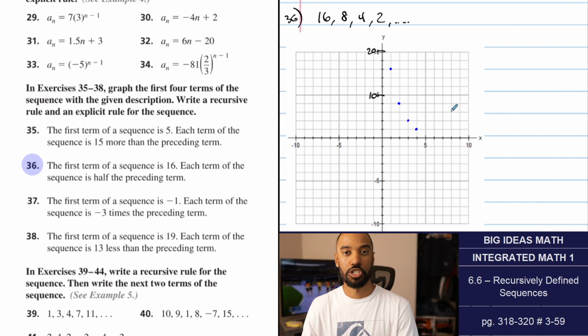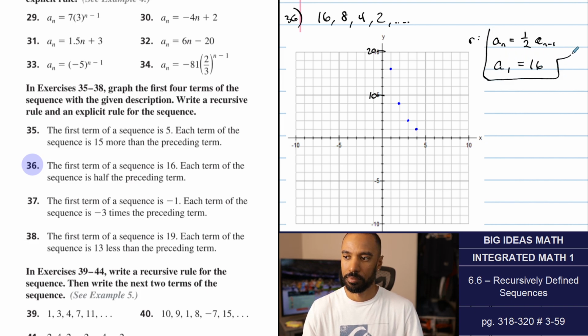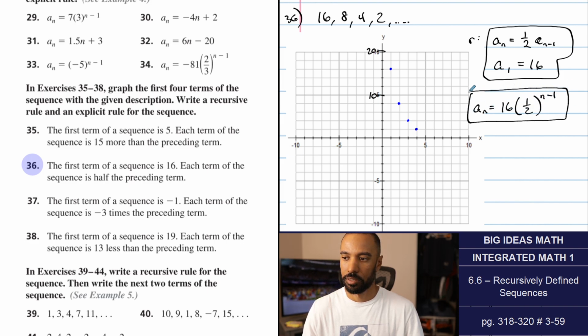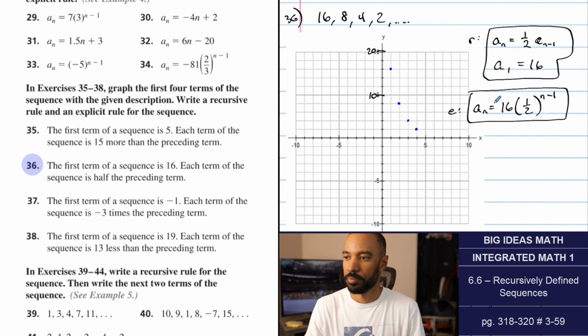This is clearly geometric, dividing by 2, common ratio being 1/2. Keep that in mind. They say half the previous term. So our recursive rule will be take half of the previous term, the first term being 16. For the explicit rule, we will take the first term times the common ratio to the n minus 1 power. And we don't have to really simplify that. They've been leaving it like that, so we will as well.